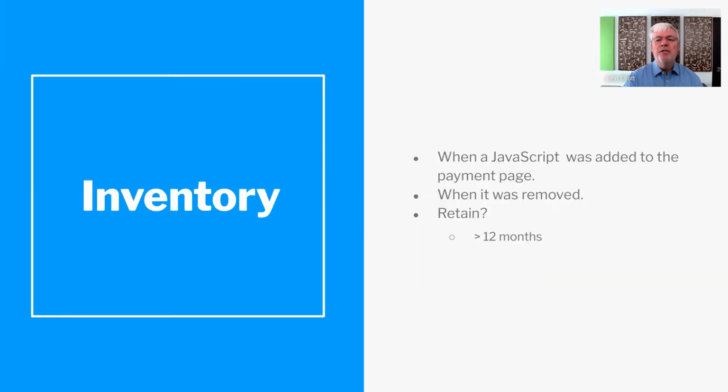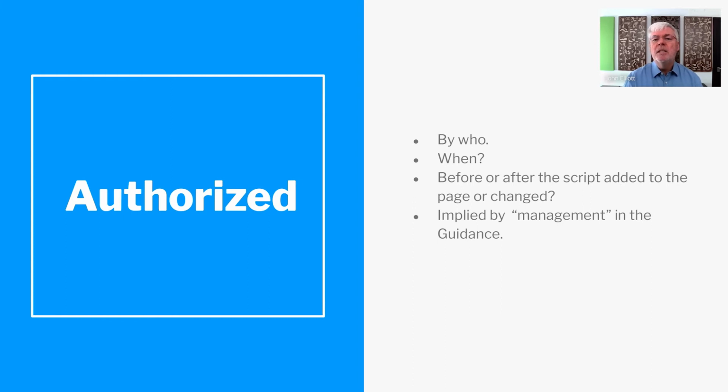Firstly, that an inventory of all JavaScript on the payment page needs to be maintained. For me, this means that you need to record the URI of the script, when it was added to the payment page, and when it was removed. And you should probably have some information about which version of the script is present in the page. And from the perspective of being assessed by an assessor, I'd probably want to retain this information for 12 months? Secondly, a script needs to be authorized.